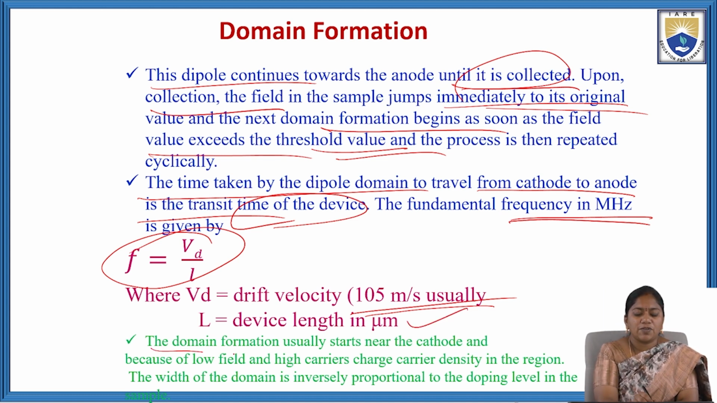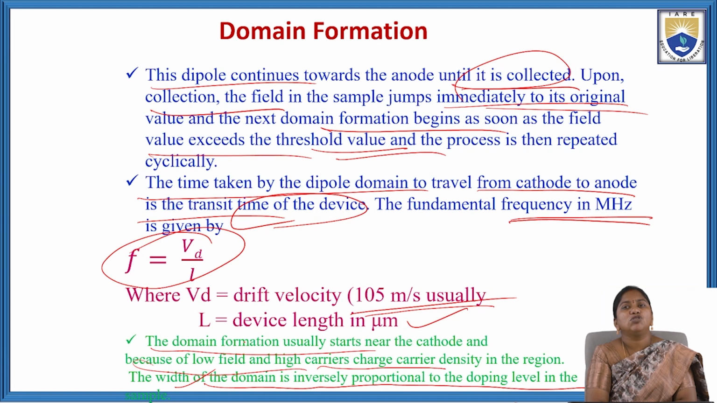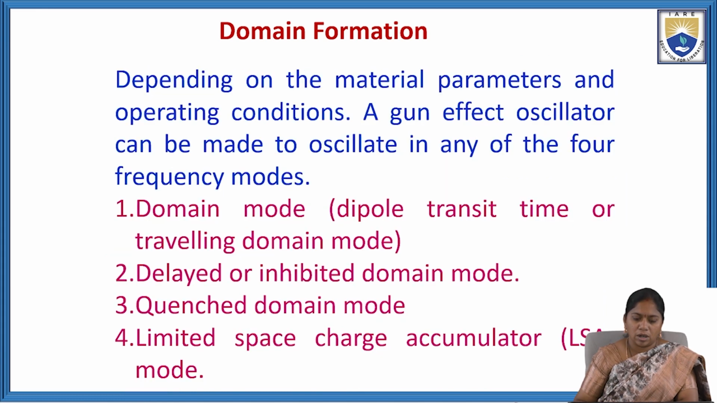The domain formation usually starts near the cathode, and because of low field and high charge carrier density in that region, the width of the domain is inversely proportional to the doping level in the sample.